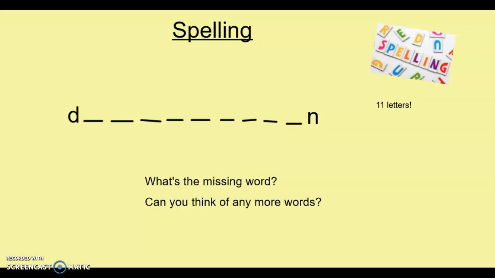Your first task in spelling today is, as you can see, I have a word here, but some of the letters are missing. The word starts with the letter D and it ends with the letter N. It's an 11-letter word. I'm going to challenge you, get your minds thinking this morning. What is the word? I want you to come up, think of all the possibilities it could be.